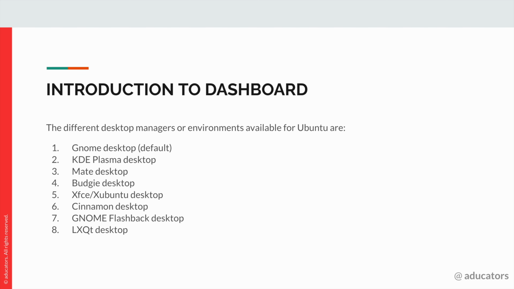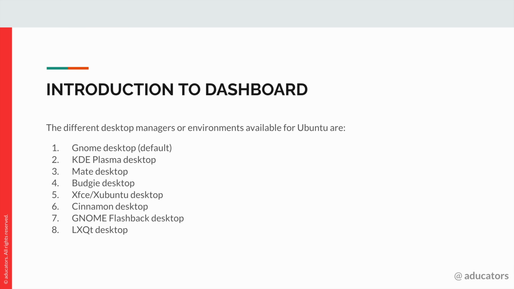Introduction to Dashboard. The different desktop managers or environments available for Ubuntu are: first, GNOME Desktop, which is default; next, KDE Plasma Desktop; next, MATE Desktop; next, Budgie Desktop; next, XFCE/Xubuntu Desktop; next, Cinnamon Desktop; next, GNOME Flashback Desktop; finally, LXQt Desktop.